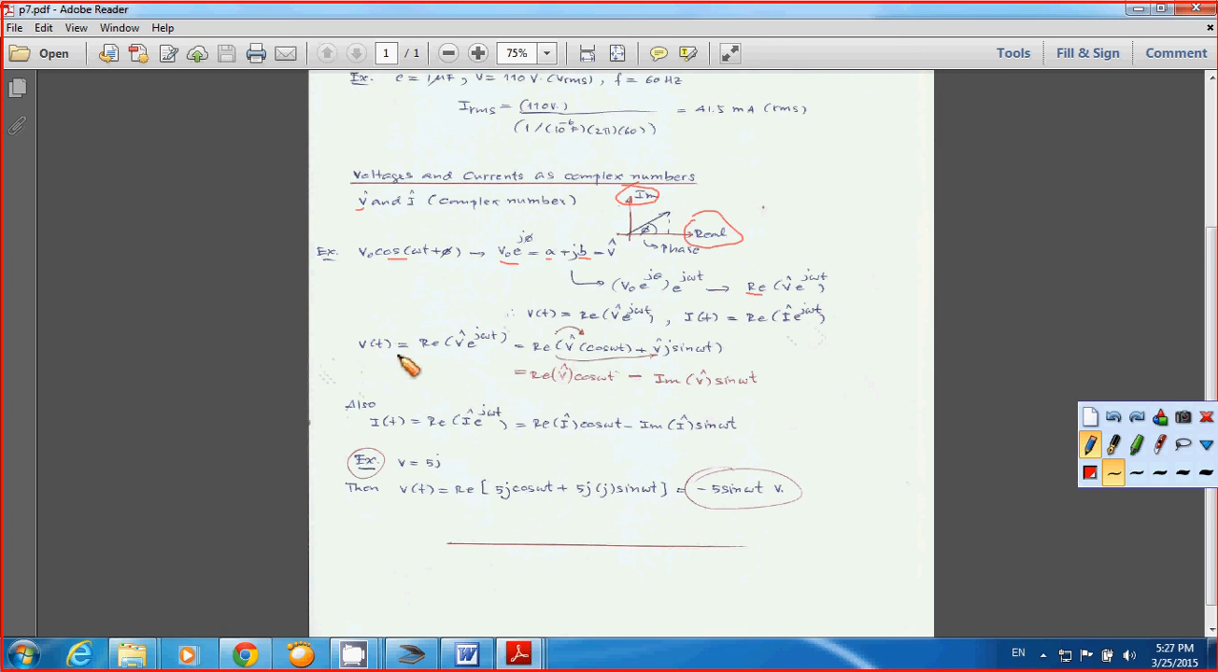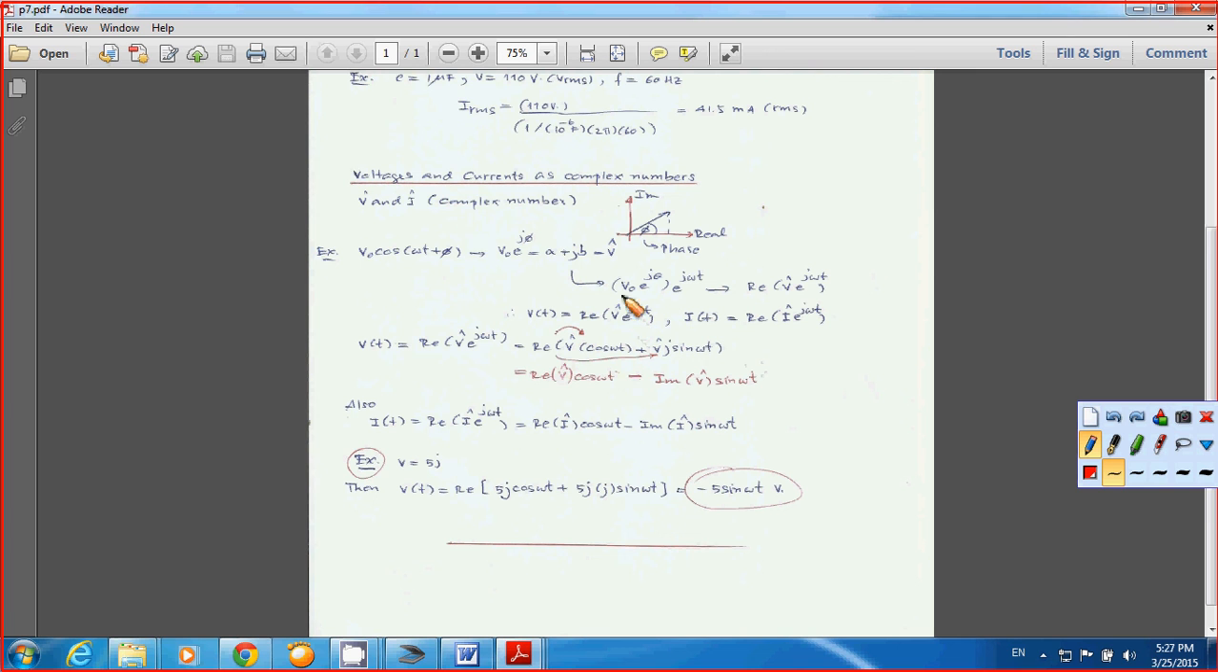So let's take a look at v(t) equal to the real part of our V exponential j omega t. Exponential j omega t simply becomes cosine omega t plus, I did something wrong here, actually it's plus j sine omega t, because you multiply V later on. So you have V cosine omega t, the real part, and this becomes the imaginary part of your sine omega t.